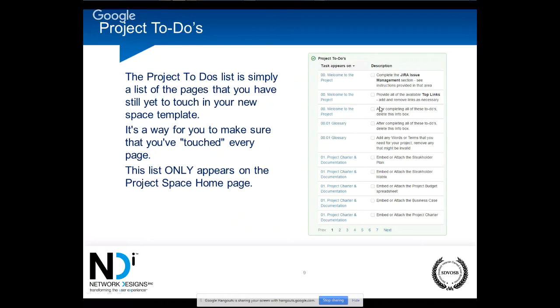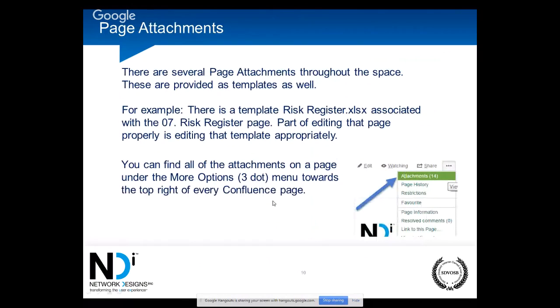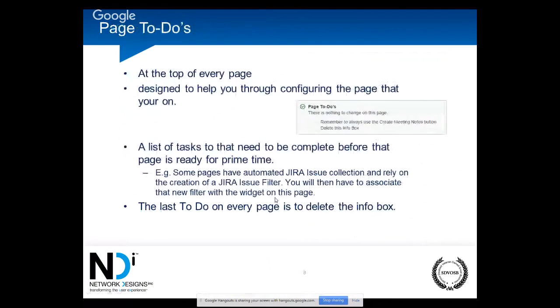It's a way for you to make sure that you've touched every single page in the space. This list only appears on the home page, and when you're finished with it, you delete this list. Okay, that's part of the instructions. Each of these items is brought up from a specific page. And there it is, page to-dos. Each of those items is brought up from a specific page, and on each page, you have the page to-dos.